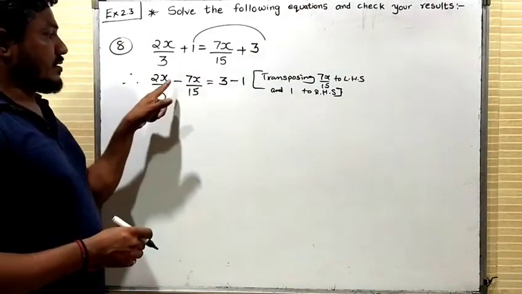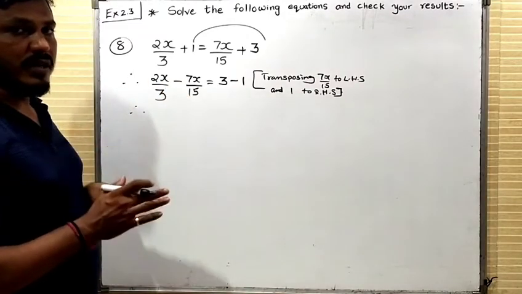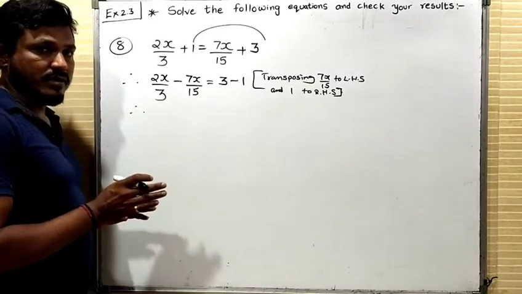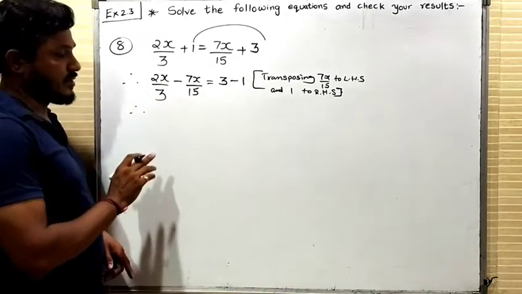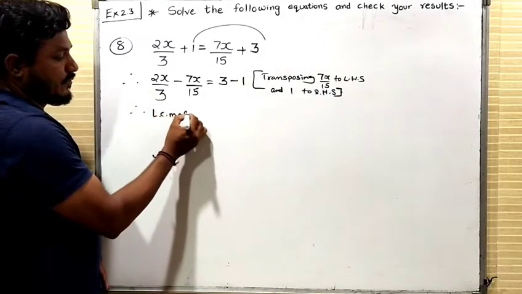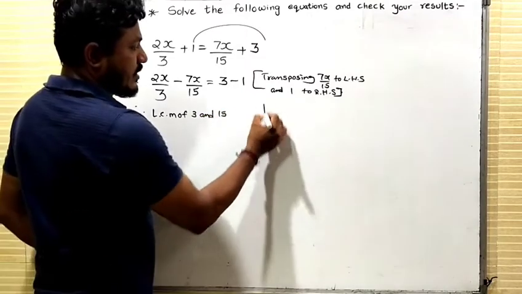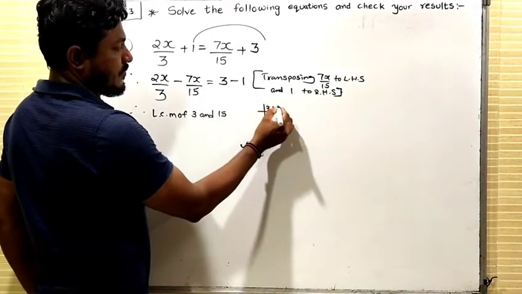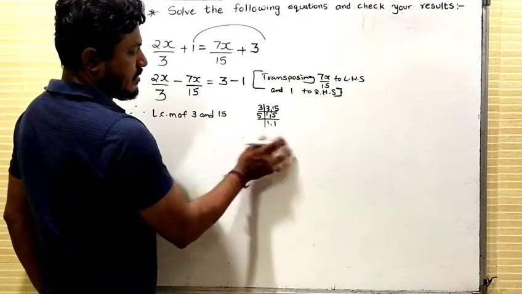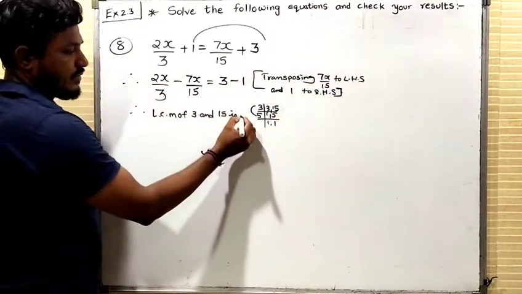Now you have to subtract this 7x from 2x, but before that you have to equalize the denominator. Without that you cannot do subtraction. So LCM of 3 and 15 you need to find. Now let us do it over here. 3 ones are 3, 3 fives are 15. So LCM of 3 and 15 is 15 only.